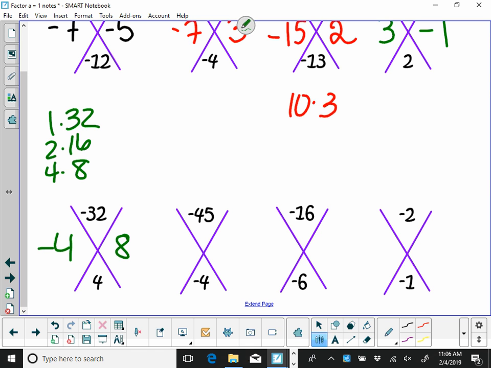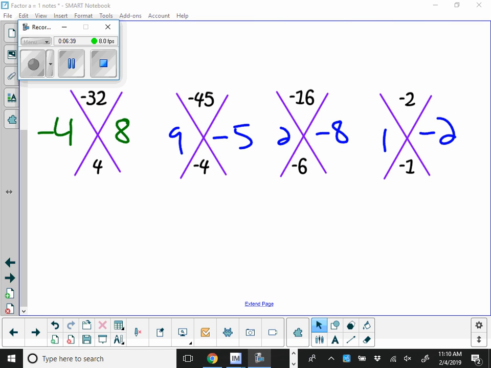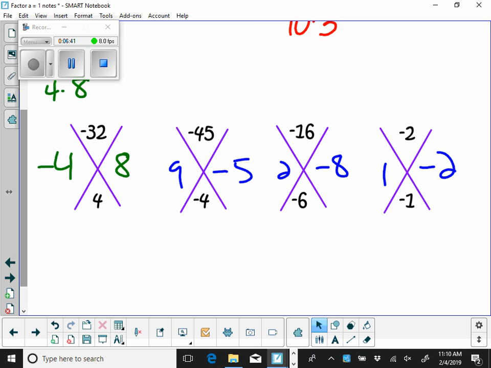Have y'all done the bottom? Okay, I'll give you a few seconds to work on the bottom now. Okay, so what did y'all fill in here? 8 and negative 4 is right because 8 minus 4 gives me 4. What's 9 plus negative 5? Positive 4. So this should have been a negative 9 and a positive 5. Okay. 2 minus 8 is negative 6. And 1 minus 2 does give me negative 1, and your multiplication factor is right.